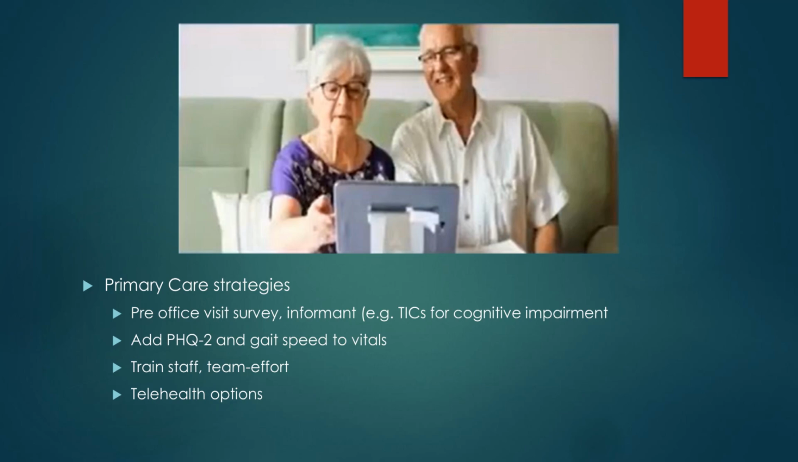Looking at primary care strategies for geriatric assessment, there are different approaches. Some advocate a pre-office visit survey. If you contact the informant, there's a test called TICS for cognitive impairment. That's the telephone cognitive impairment test where you ask if their spouse is having any problems with memory. That might prompt, if it's a positive screen, some further testing. To improve efficiency, you can add the PHQ-2 and gait speed. That's what we're doing in our clinic to the vital sign intake.